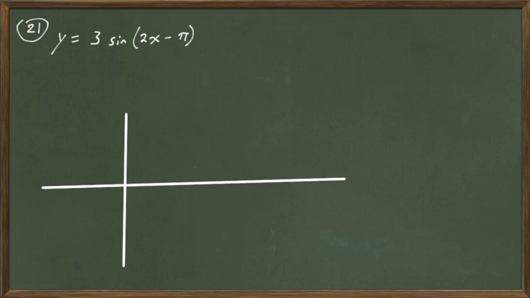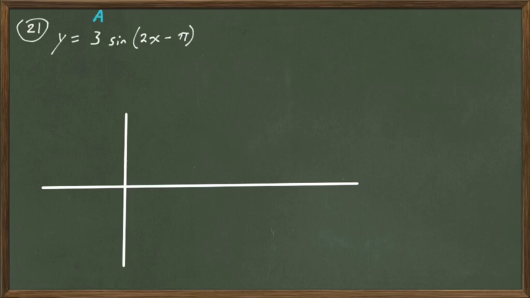Okay, we're going to go to 21. So let's see what we have here. This one looks to be a phase shift. So I'm going to set this up. Find your amplitude, find your period, just like normal. It's A sine bx minus c, and then there might be a vertical shift, but this does not have one. So the amplitude is the absolute value of A. For this one, it's the absolute value of 3. That makes your amplitude 3.